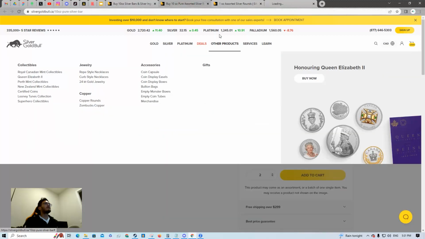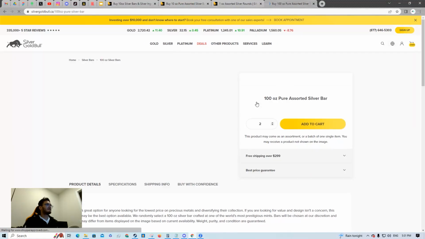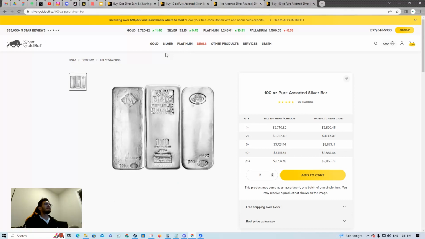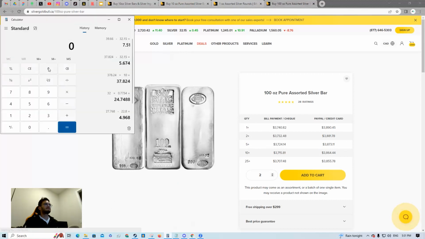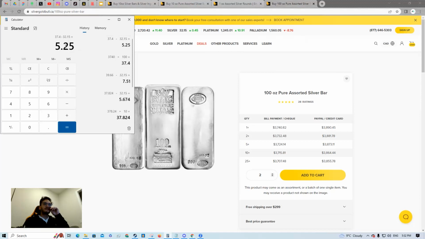Now, before we move on to gold, let's also pull up the 100-ounce silver bar. So in this case, we're going to take $37.40 and divide it by 100. So we get our price per 1 ounce, and then we're going to subtract spot. And then what we can see here is that the premium on this one was $5.25 an ounce. So again, the 10-ounce silver bar is $5.67. The 1-ounce silver round was $7.51. And now our premium on the 100-ounce silver bar is $5.25.